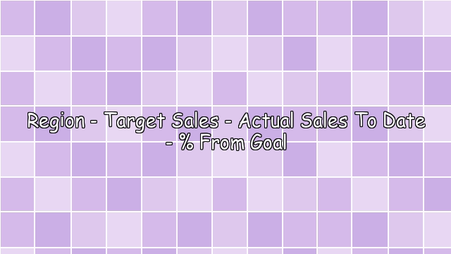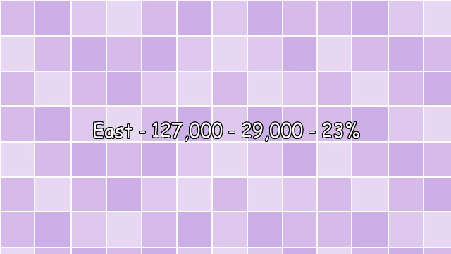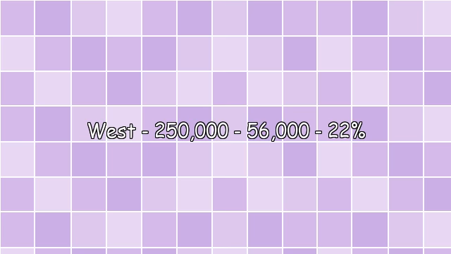North, 150,000, 125,000, 83%. South, 325,000, 120,000, 37%. East, 127,000, 29,000, 23%. West, 250,000, 56,000, 22%. Total, 852,000, 330,000, equal L9/K9.